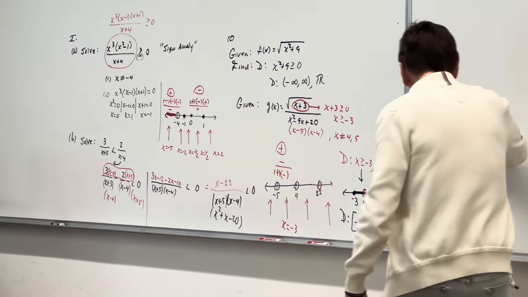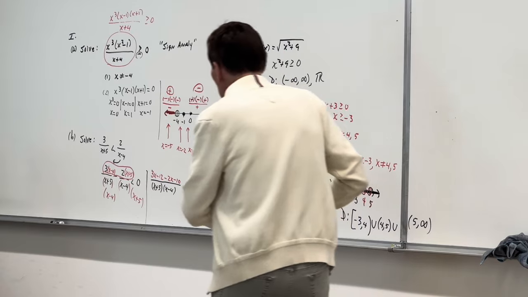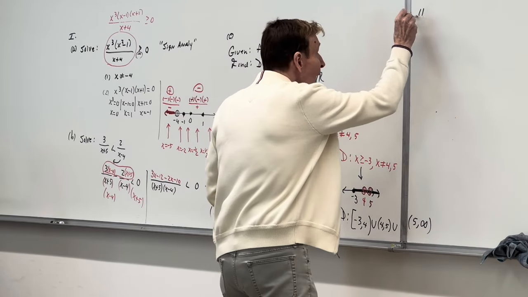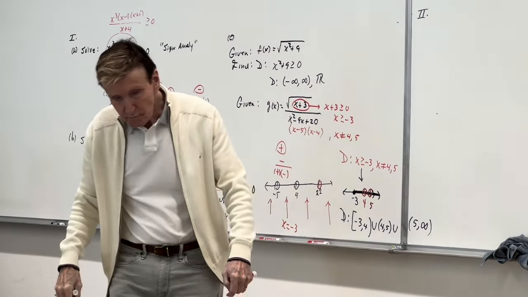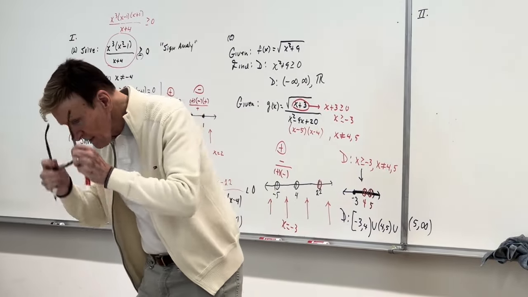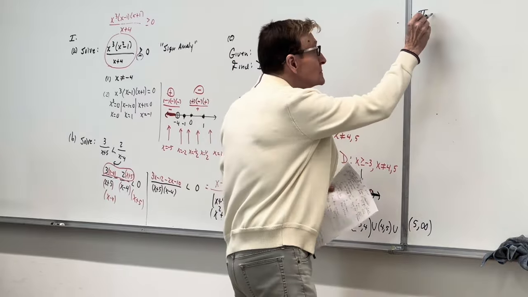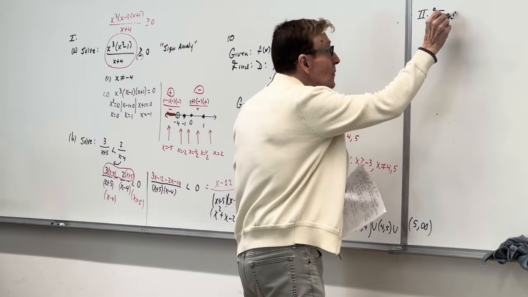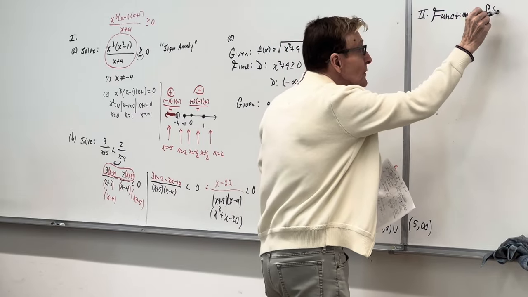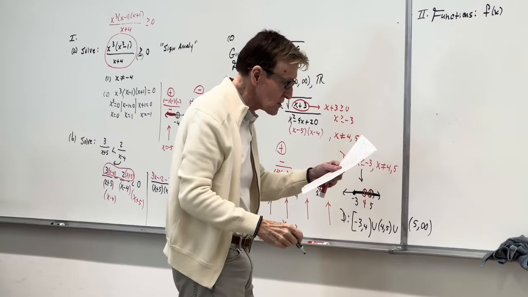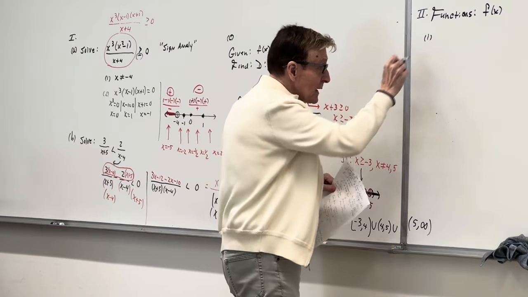Now, here we go, part 2. I'm back in where I should be now, part 2. I want to do this. Here we go. Functions. And we know the notation f of x, g of x, h of x. We know the notation here.